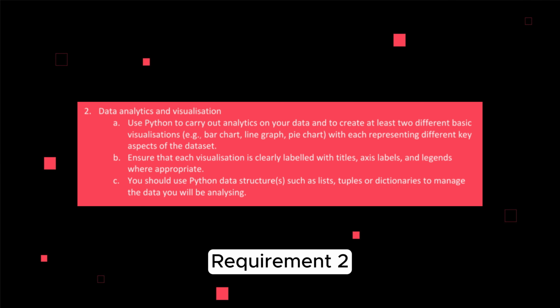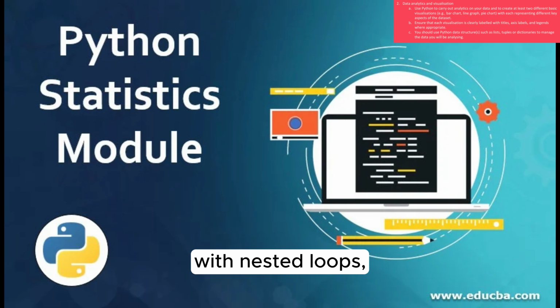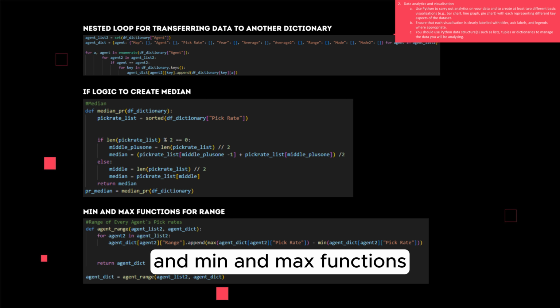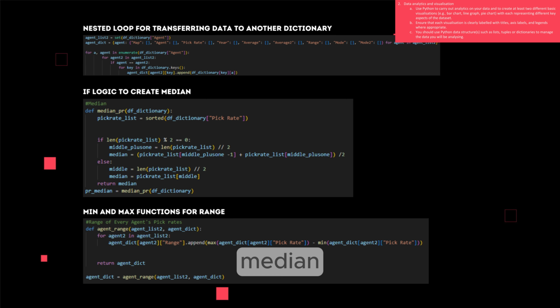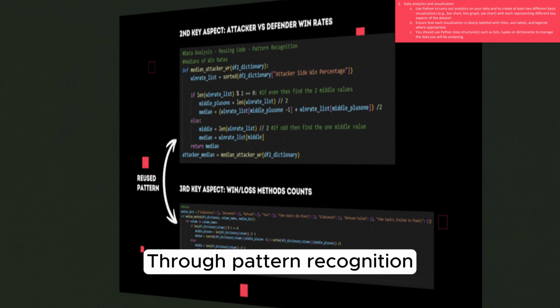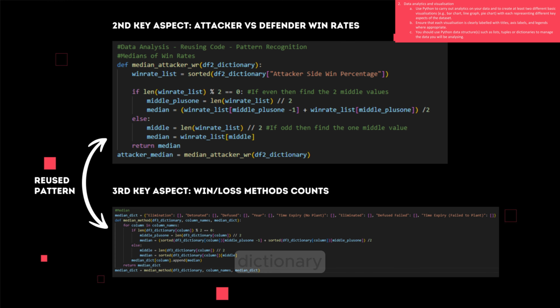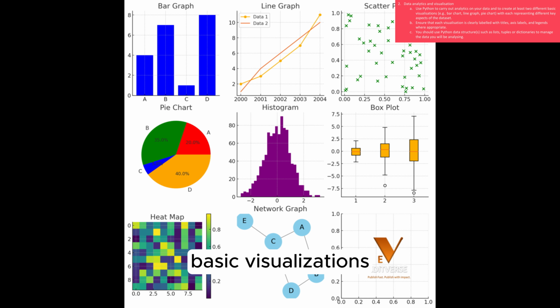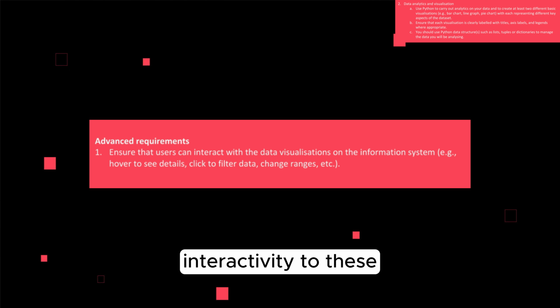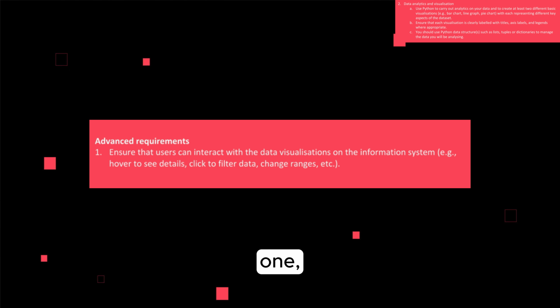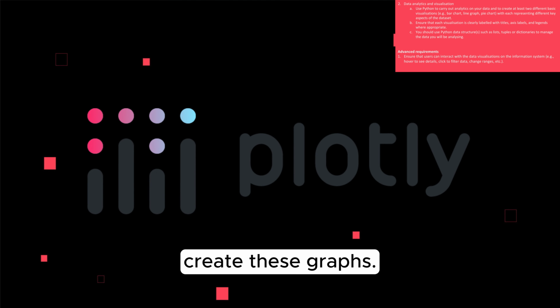To hit brief requirement 2, I used Python statistics library with nested loops, if logic, and min and max functions to calculate key metrics like mean, median, mode, and range for the first key aspect of the dataset. Through pattern recognition again, I manipulated this code to analyze the 2 other key aspects of the dataset, storing the results in a dictionary. To create 2 basic visualizations, and after noting that we needed to add interactivity to these graphs for advanced requirement 1, I decided to use Plotly to create these graphs.